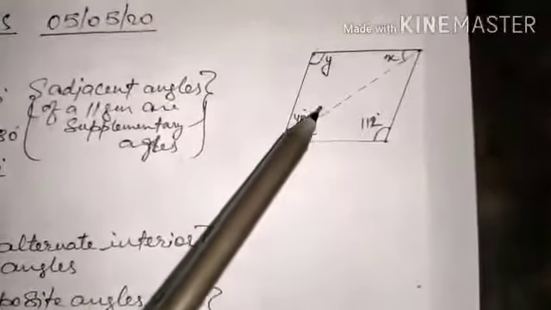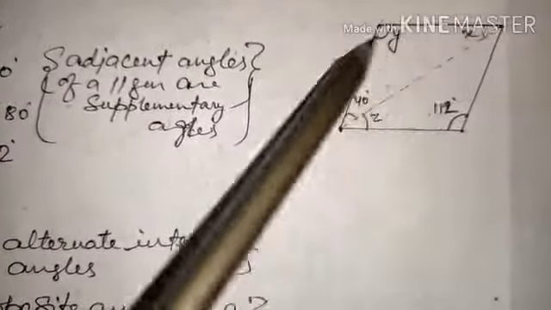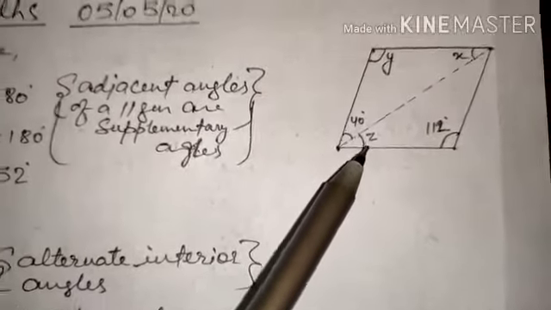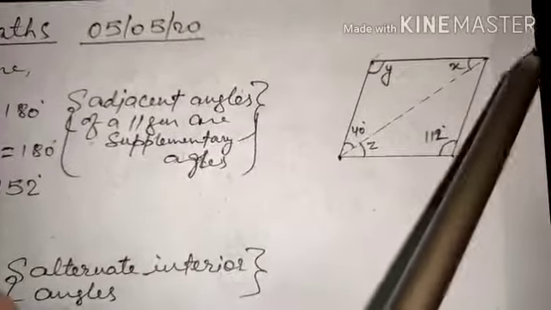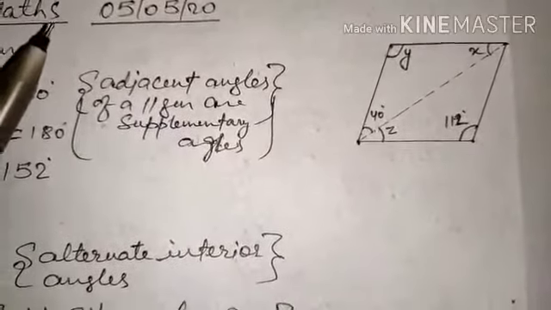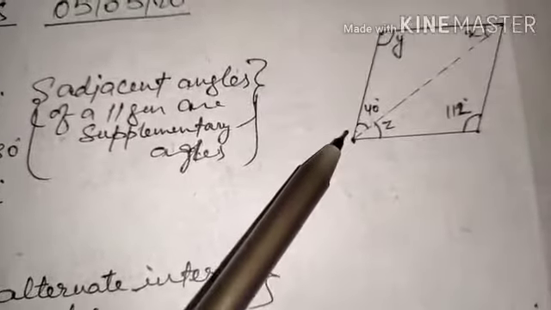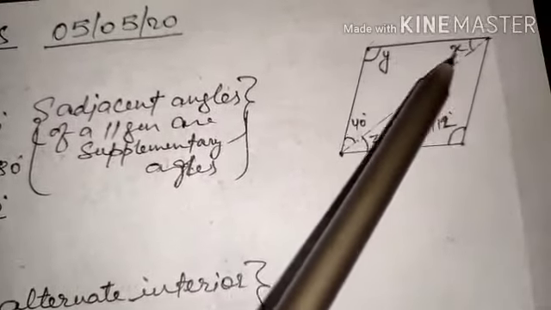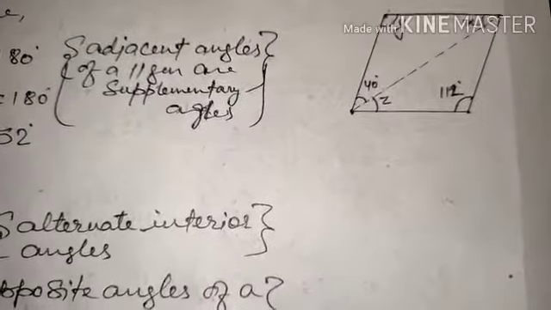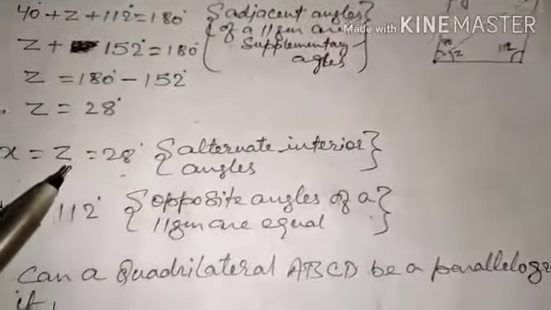Let's come here and see in the figure that this line is parallel to this line. If this line is parallel to this line, then obviously this is the transversal. So z must be equal to x. We are doing that only. z must be equal to x, that is, alternate interior angles.